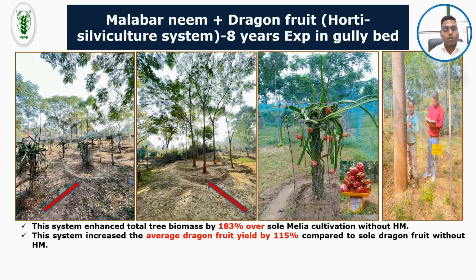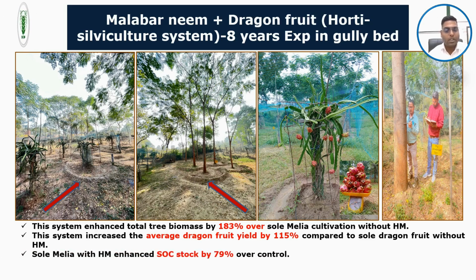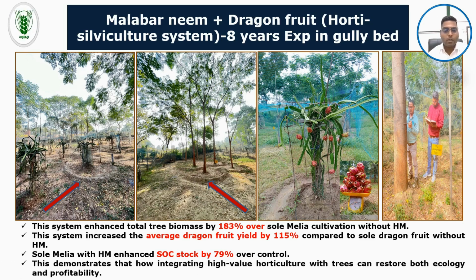Moreover, this system also increased the dragon fruit yield by more than 115% compared to sole dragon fruit without half moon basin. Sole Melia plantation with half moon enhanced SOC stock by 79% over control. So this system demonstrates how integrating high value horticulture with trees can restore both ecology and profitability.